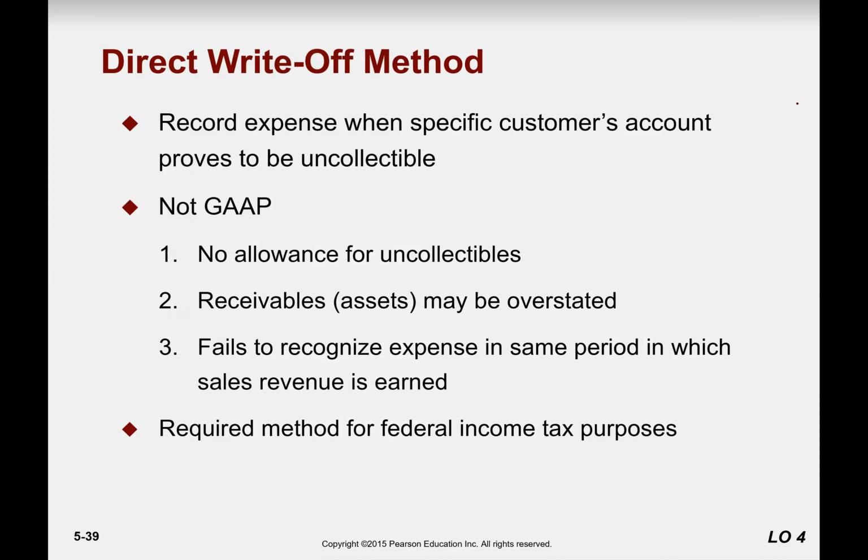In that case, our balance sheet is going to be disturbed. It's not going to be stable. But can we directly write off? Yes, we can do that. In that case, what happened? We record expense when a specific customer proved to be default or uncollectible.